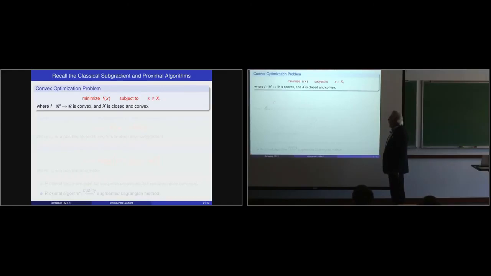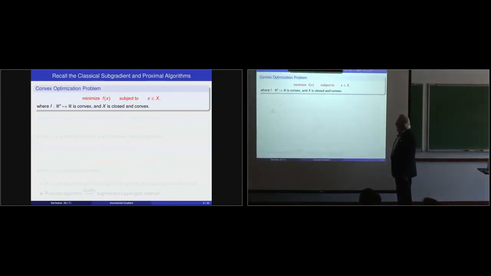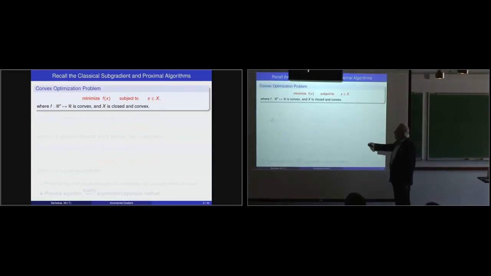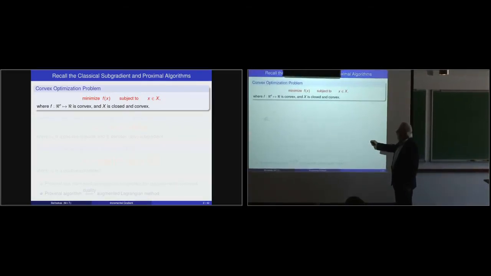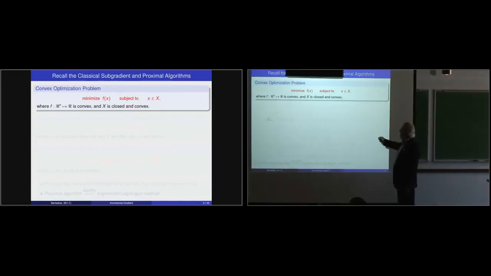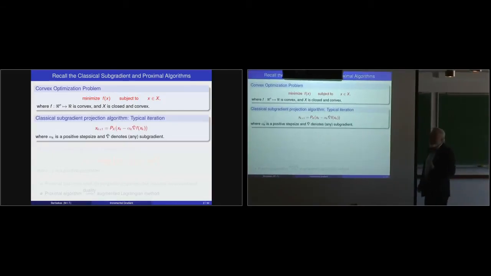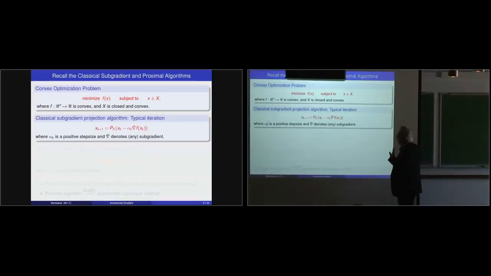Just a few slides in the way of review and overview. The problem I'm going to be focusing on is minimization of a convex function f of an n-dimensional vector x. Everything is finite dimensional in this talk. Subject to constraints, x in some constraint set capital X, which is assumed to be closed and convex. It's a classical problem for which there are many algorithms, but I'm focused on two classical algorithms. One is the projection method, gradient projection method, or subgradient projection method in the case where f is non-differentiable.